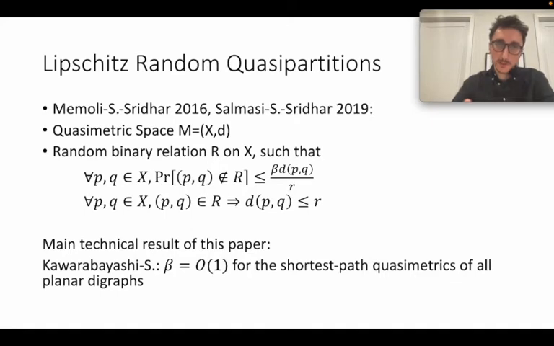So you have a quasimetric space, and we get a random relation R such that it satisfies the following two conditions. So the probability two points are, in a sense, separated is small, and at the same time the diameter of every cluster is small. Of course, now here the diameter of a cluster does not really agree with our intuition from the symmetric case, so this is the precise definition.